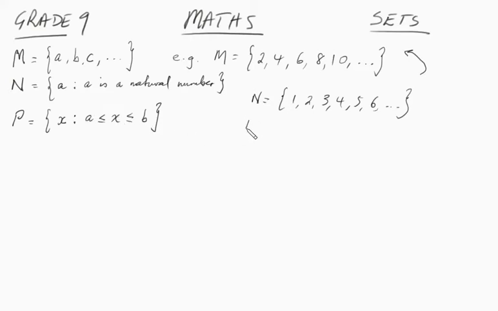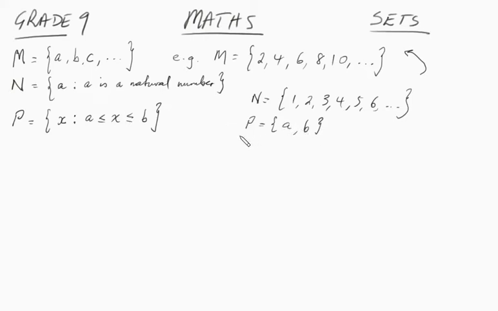Right. Now, what does that mean? It means that P would be a set of A comma B. All right. So you start from A, you stop at B.